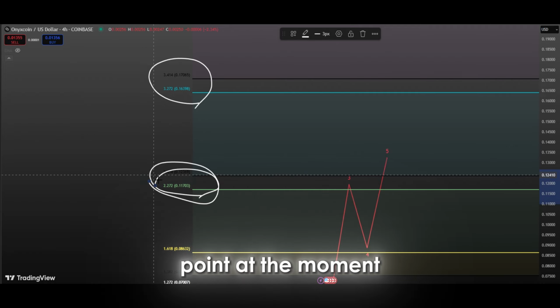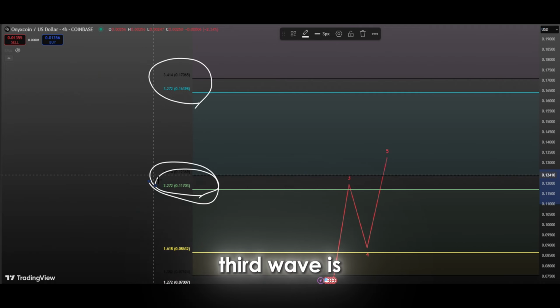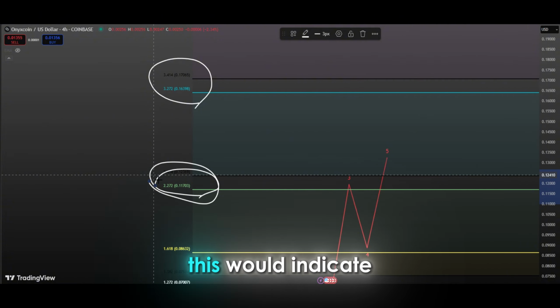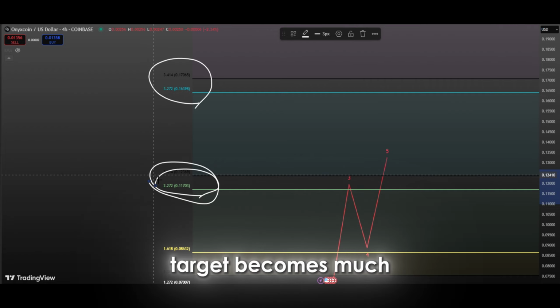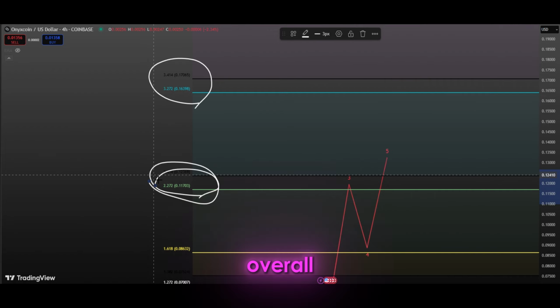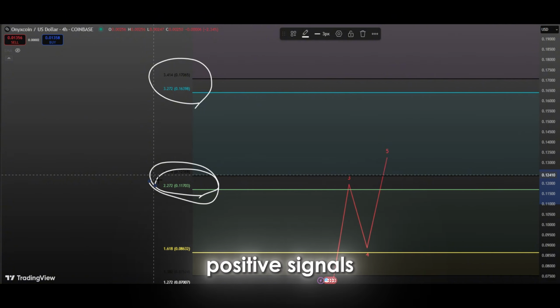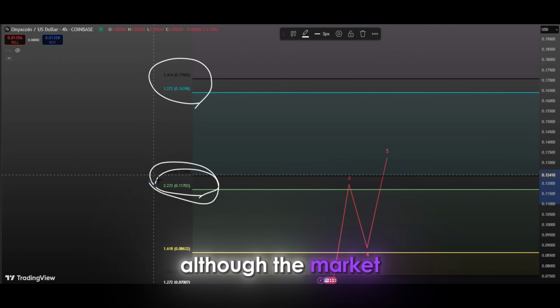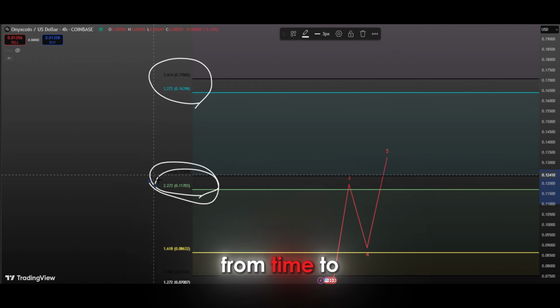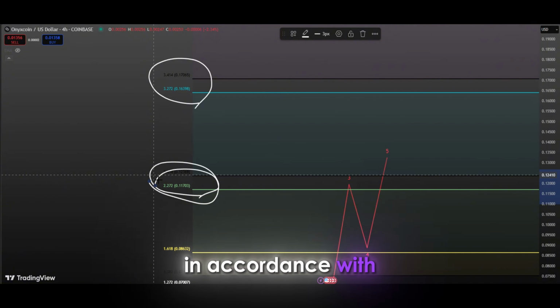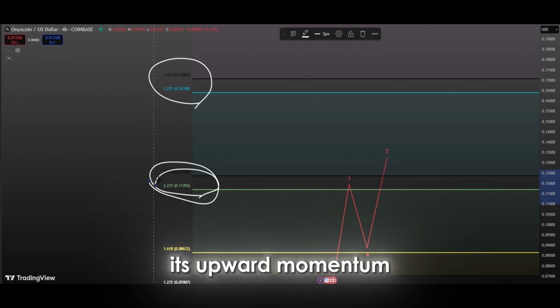The most important point at the moment is whether the third wave is in the beginning stages. If the price enters a strong upward movement, this would indicate that the Elliott wave is progressing as planned, and the 12 cents target becomes much more likely. Overall, the price action is giving very positive signals, and the Elliott wave structure suggests that this bullish trend could potentially continue. Although the market may experience corrections from time to time, the start of the third wave in accordance with the Elliott wave theory means that the price will increase its upward momentum.